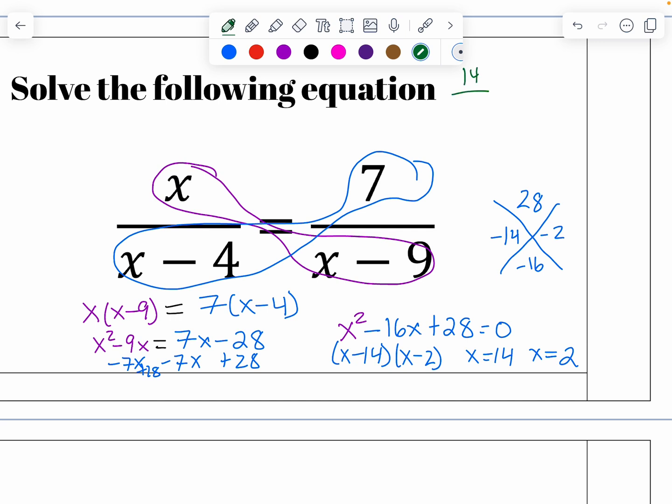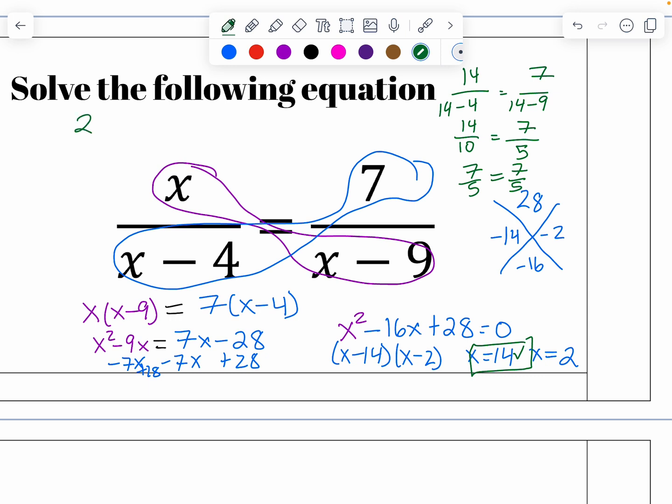So I have 14 over 14 minus 4, which will hopefully equal 7 over 14 minus 9. So 14 over 10 equals 7 over 14 minus 9, which is 5. And if I look, this first fraction can divide by 2, and I can simplify that down to 7 over 5, which equals my 7 over 5. So my 14 works. Yay! Okay, so now let's check the 2.